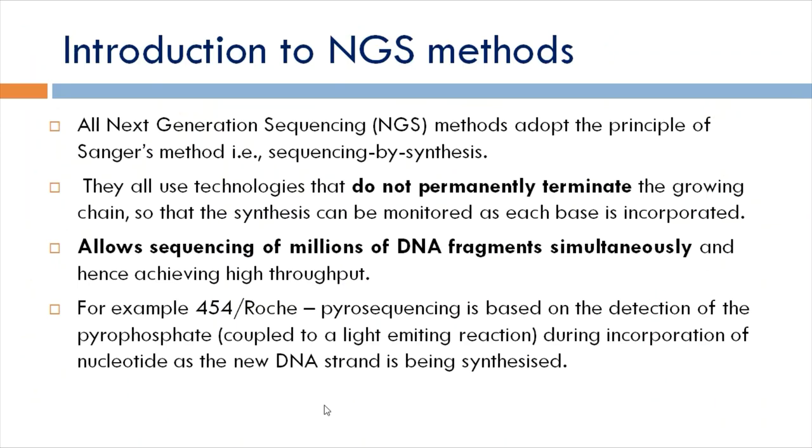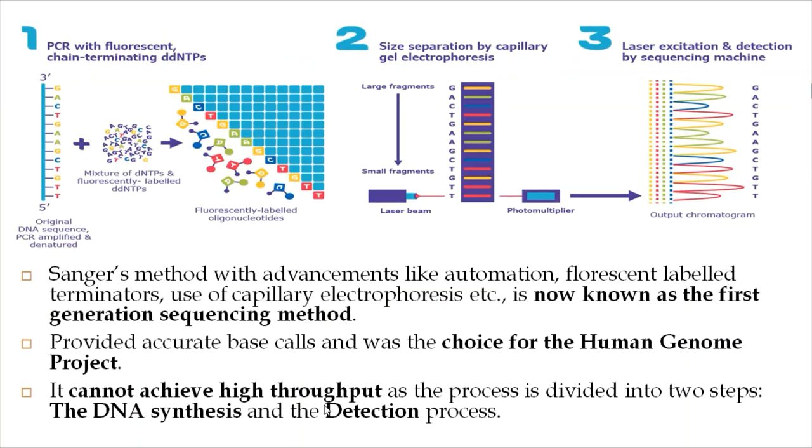What is the difference between this NGS method and this type of Sanger sequencing method? That is what I would like to emphasize first. This Sanger sequencing method has two primary steps. I say three here, but these two can be combined into a single step. One is a synthesis or polymerization step, and the other is a detection step. Any sequencing method that has these two steps is known as a first generation sequencing method.